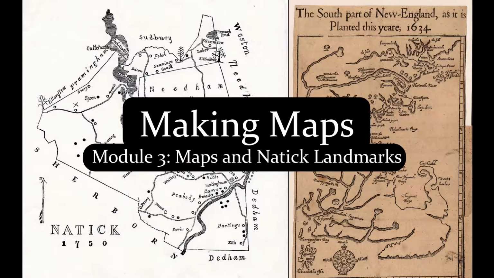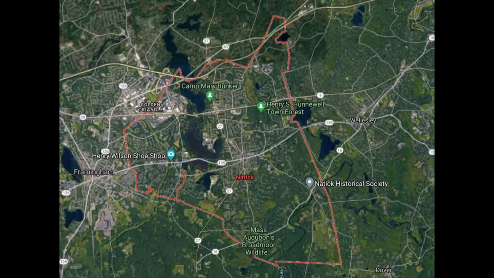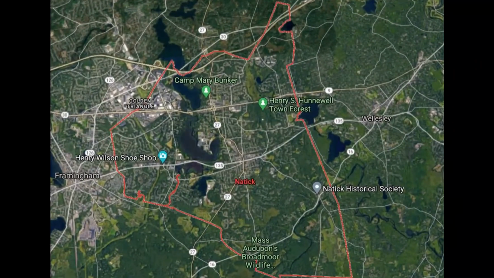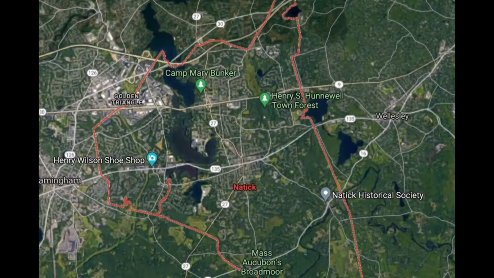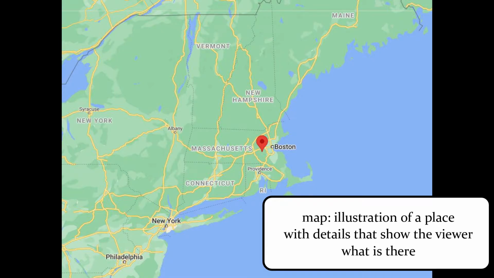Let's talk about maps. Towns like Natick are big places with many streets and buildings to know. In order to know what's out there without physically traveling to all these places, you can use a map. They're essentially illustrations of a place with details that show the viewer what is out there.